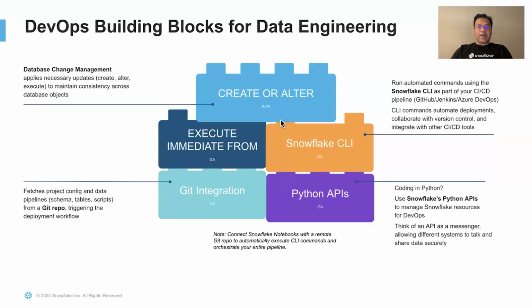And then we have Python APIs, which allow you to now write first-class Python-focused data pipelines and be able to leverage all of these capabilities of create and alters via it. And then we have Git natively in Snowflake, which allows you to fetch project configs and database pipeline changes from a remote Git repo, making everything available in Snowflake and able to run everything via our Snowflake CLI or Snowsight if you want.